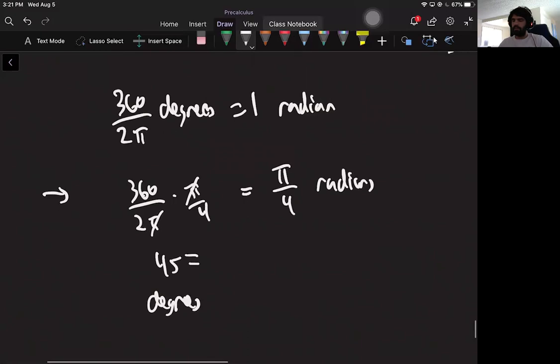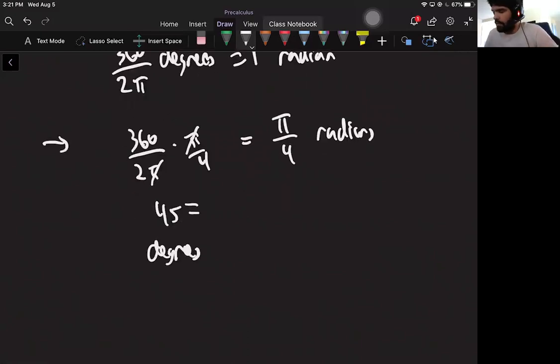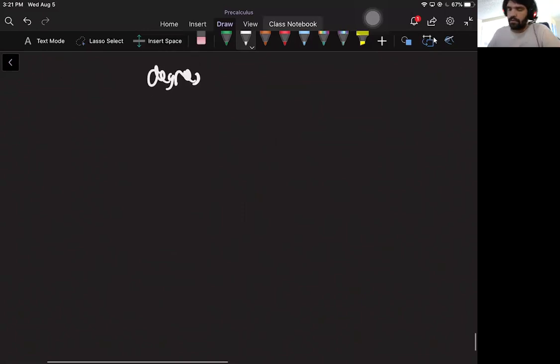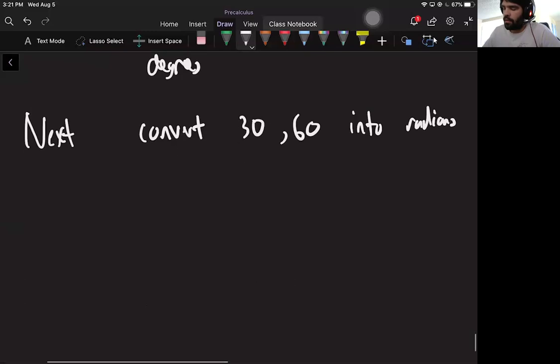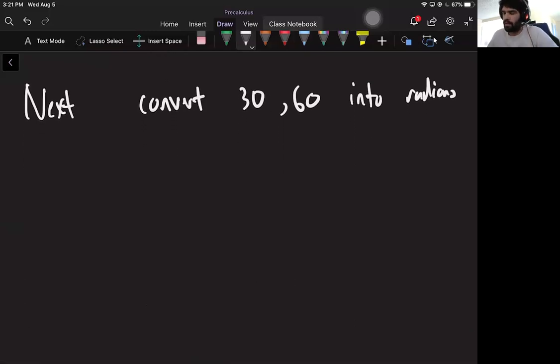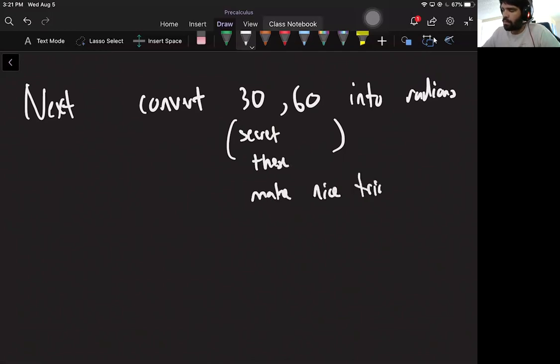So the other thing to do is to figure out some information about the really, really useful angles. So next, we need to convert 30 and 60 into radians, 30 and 60 degrees. 30 and 60 and 45, we already did, are the most important angles because they create nice triangles. That's really the secret. So don't tell anyone yet, secret. These make nice triangles. That's why they're so important. But don't tell anyone. Shh.